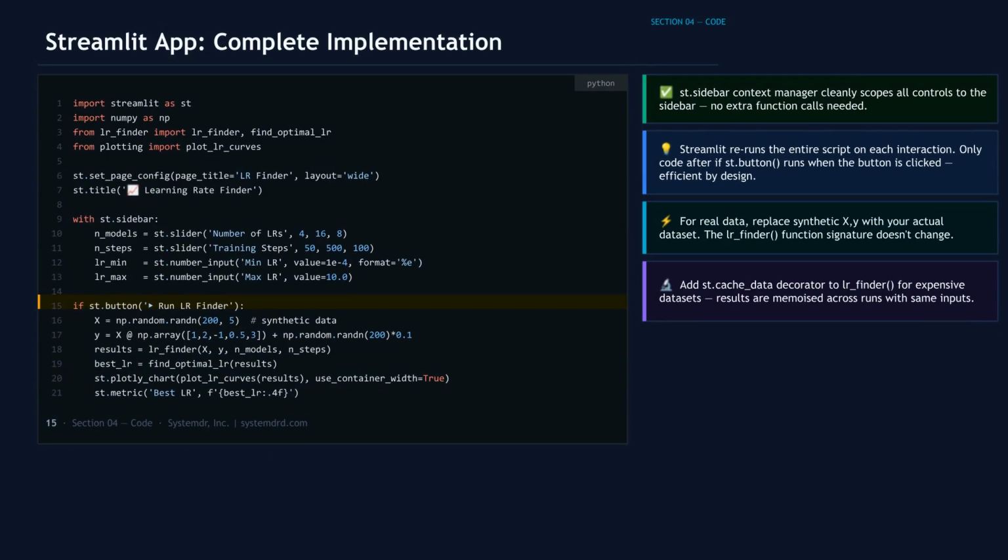This is the complete Streamlit app code. Notice the st.sidebar context manager keeps controls organized. Streamlit reruns the script on interaction, but the computation after the st.button is triggered only on click, ensuring efficiency. For large datasets, use the st.cache_data decorator to memoize results and avoid redundant computation.